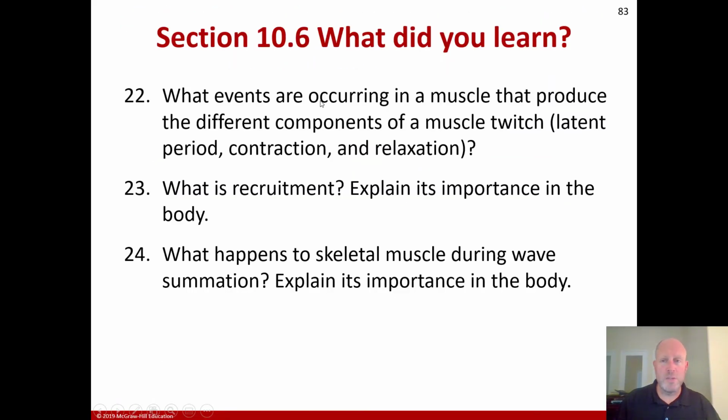So section 10.6, what did you learn? What events are occurring in a muscle that produces the different components of a muscle twitch? The latent period, the contraction, and the relaxation. What's recruitment? Explain its importance in the body. And what happens to skeletal muscle during wave summation? Explain its importance in the body.